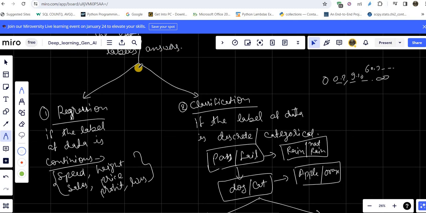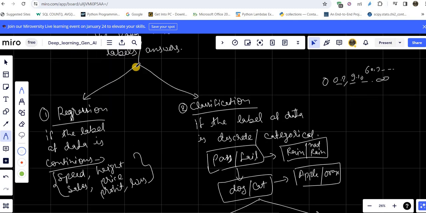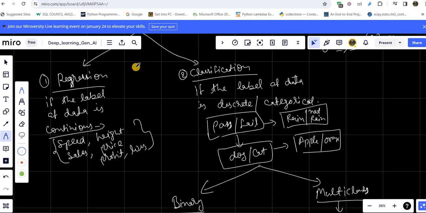Now, is there any confusion in supervised, unsupervised? What is regression? What is classification? Any confusion?